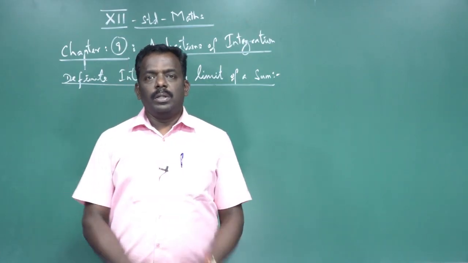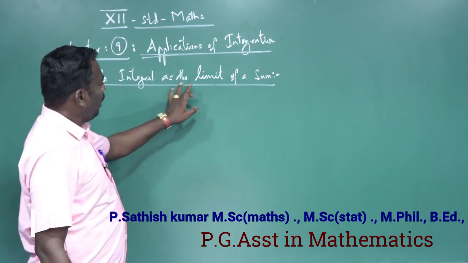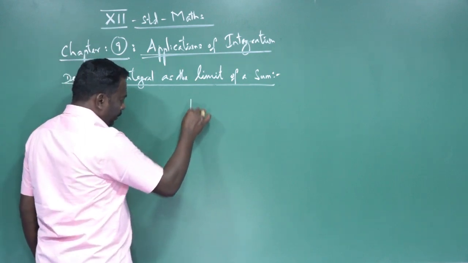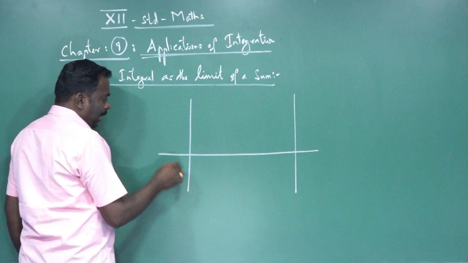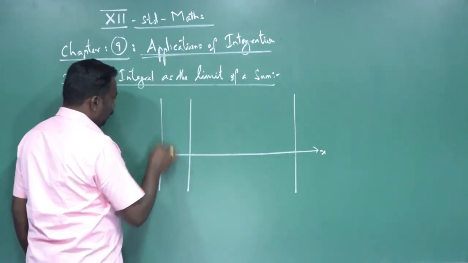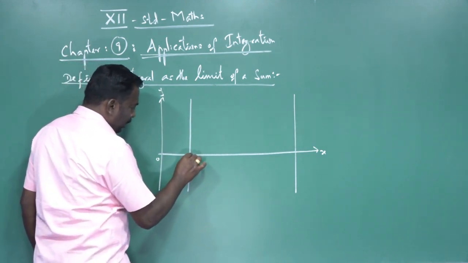Okay, come to the first topic: definite integral as the limit of a sum. Suppose we take the number line, the x-axis and the y-axis, with the origin. We can take a point.